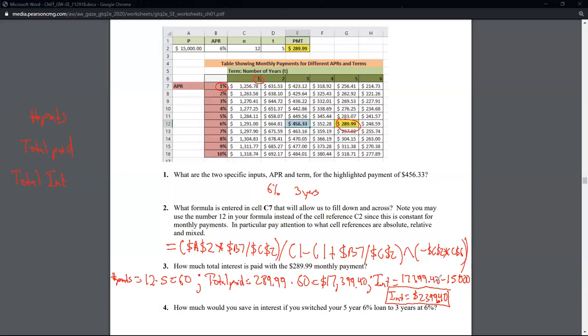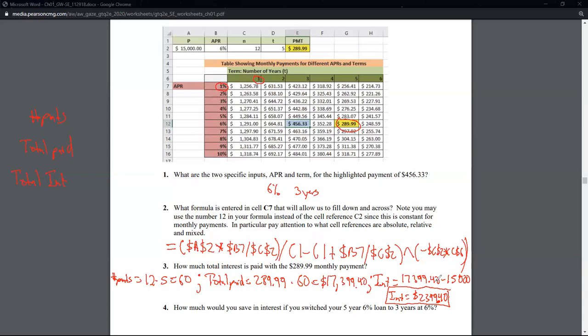So question 4, and I'm unfortunately going to have to erase my screen. How much would you save in interest if you switched your 5-year 6% loan to a 3-year 6% loan? So we're going to compare the yellow highlighted bit in the table to the blue highlighted bit in the table, the 289 and the 456. So they want to know, how much would you save if you're, first of all, able to afford the higher payment? And by paying that higher payment, that will save you money in the long run.